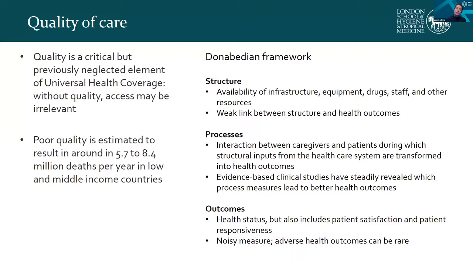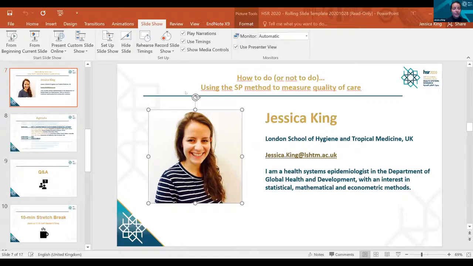We often decide to focus on measuring process because structure, although important, has a very weak link with health outcomes, and outcomes, although the ultimate aim of providing healthcare, in fact, are a very noisy measure because they're affected by so much more than just the process of quality of care. And so it tends to be that we focus on these process measures rather than anything else.